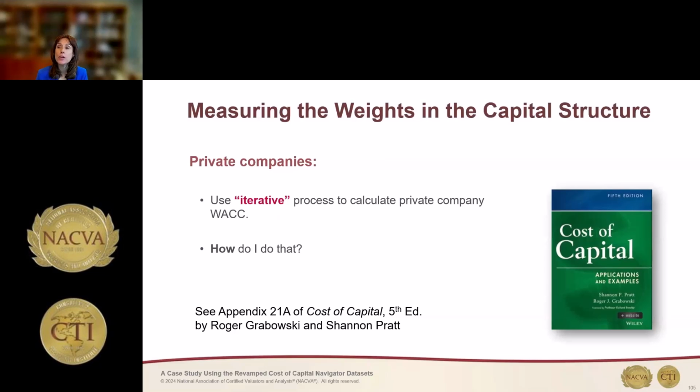So what about if I'm dealing with a private company and I'm going to migrate to a certain level? The Cost of Capital, 5th edition, this is the Bible of cost of capital. Appendix 21A tells you how you could do this and has an example on how you iterate, because you don't have market value of the equity. That's what you're trying to get at, right? So if you have a private company, that explains it.